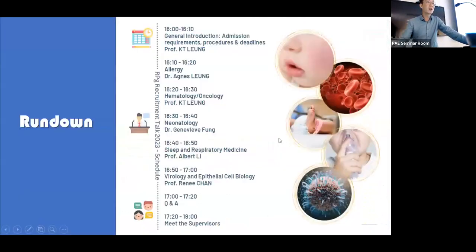So this is a rundown of today's talk. My name is Dr. Leung Kem Tong, and I will start with a general introduction and the admission procedures of the Research Postgraduate Program, followed by the 5 PIs of each subspecialty we are researching in pediatrics: allergy, hematology, oncology, neonatology, sleep, respiratory medicine, and virology. Then we will close with a Q&A if you have any.